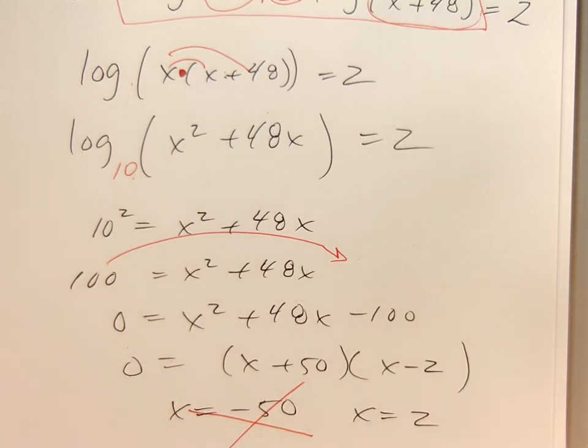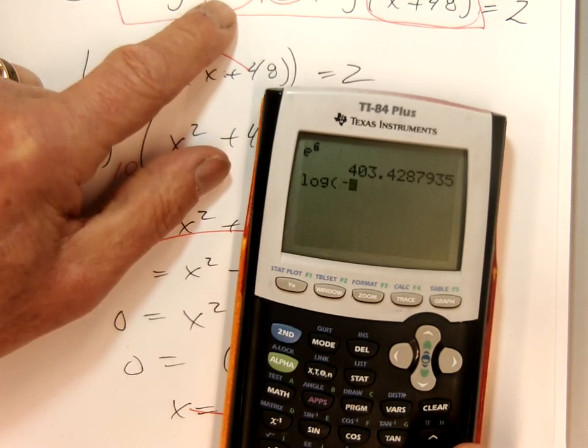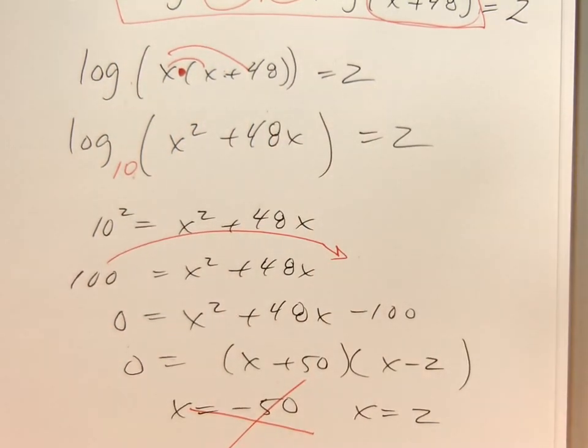Now negative 50 is not going to work. In fact, if you try to plug it in, log of negative 50, you're going to get an error because it can't be negative, so you throw out the negative 50.